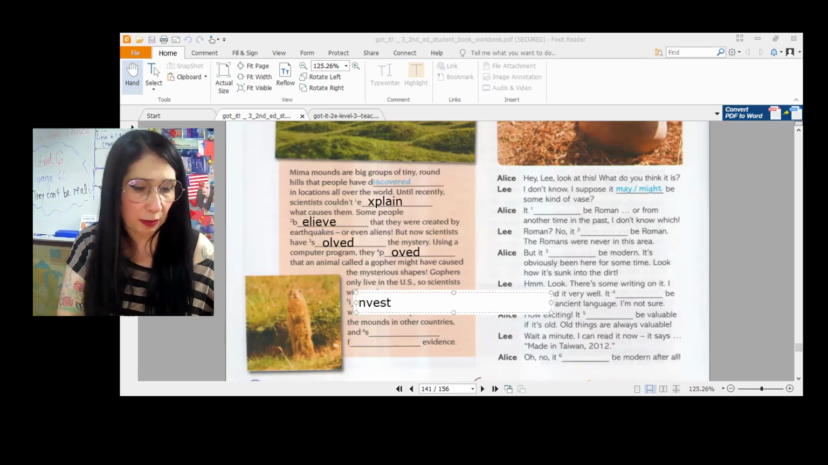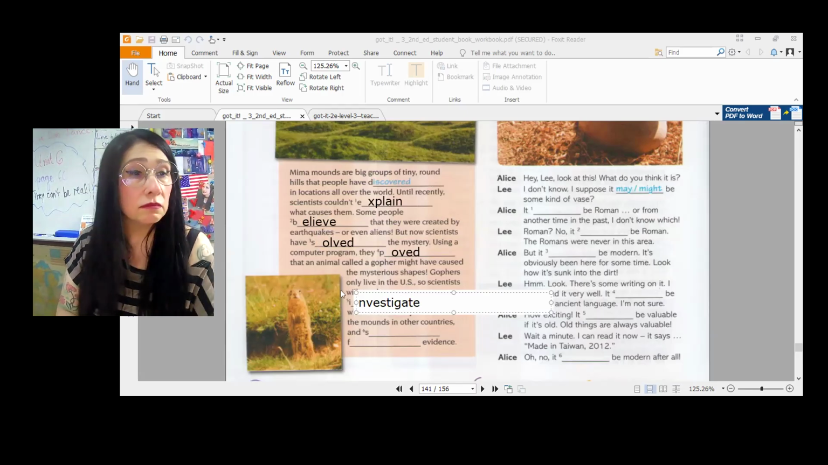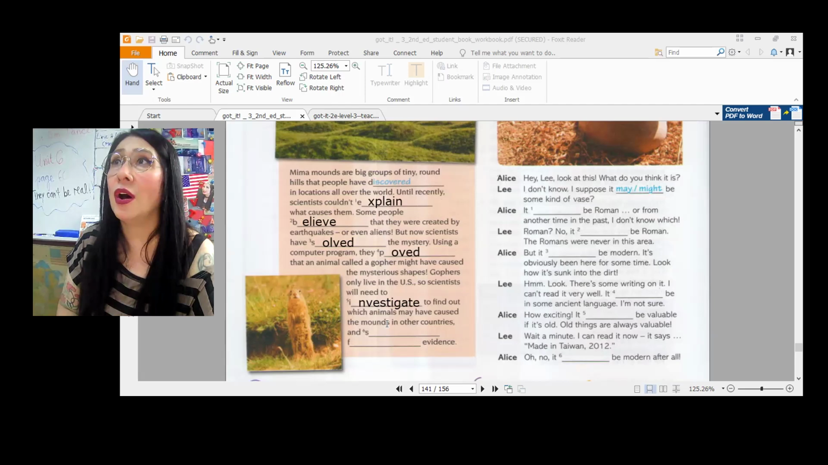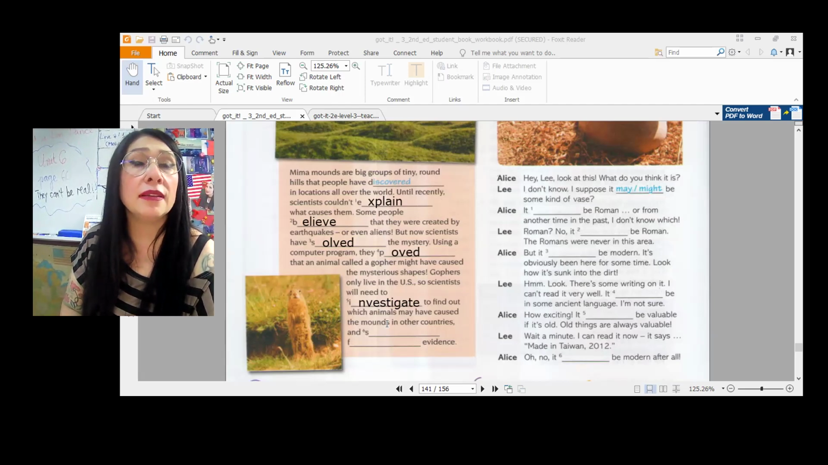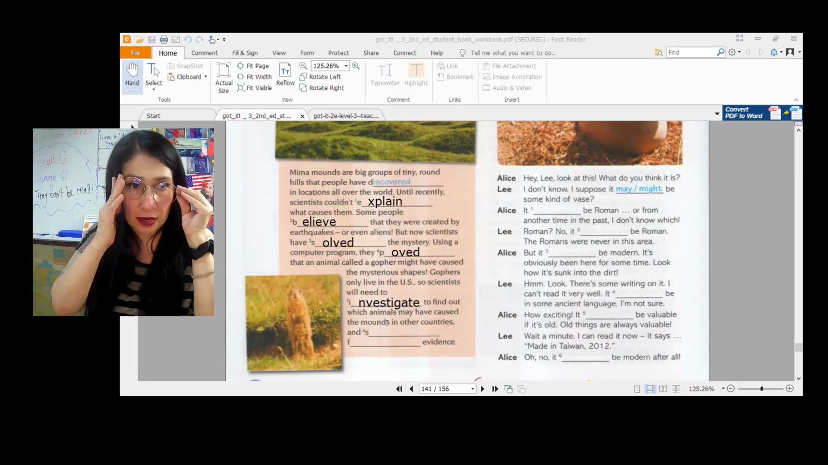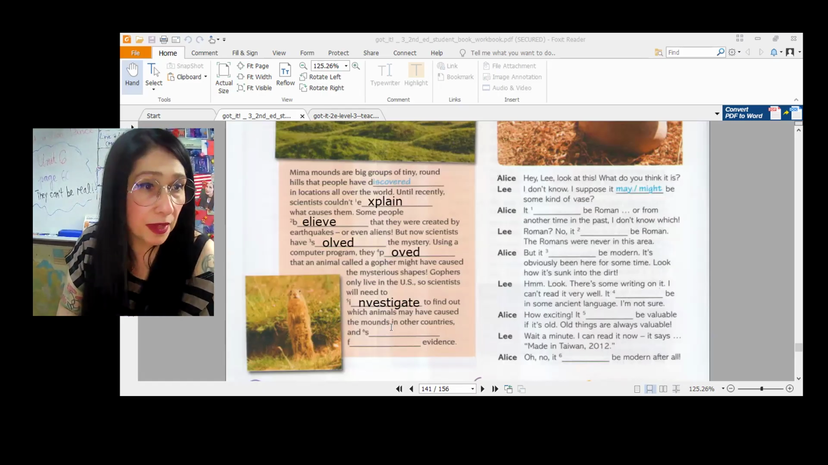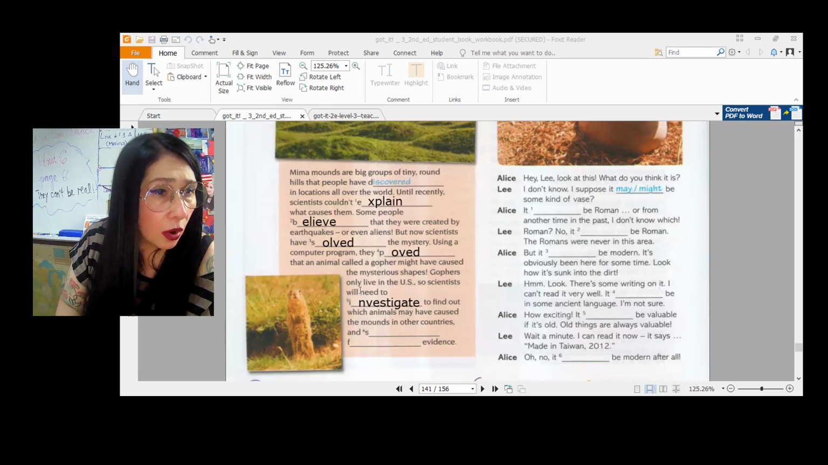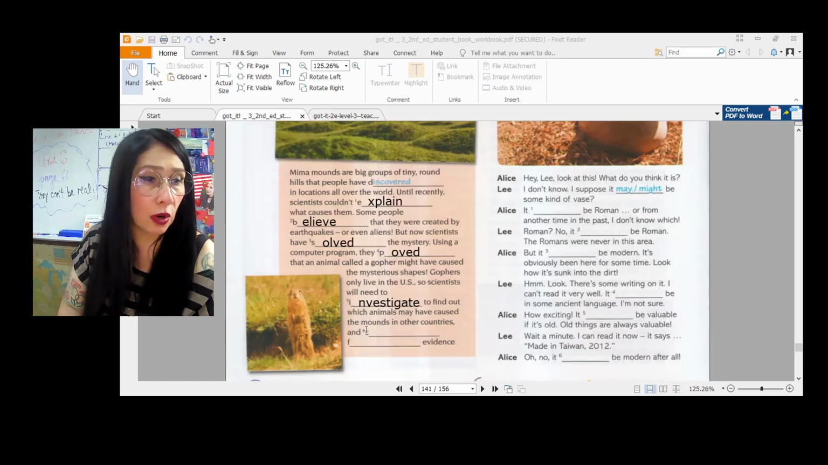Okay, so in some other parts of the planet, the gophers are not locals. They are not native to that area, so scientists will have to investigate different causes for other mima mounds situations where gophers are not native. So here, scientists will need to investigate to find out which animals may have caused the mounds in other countries, and search for evidence.